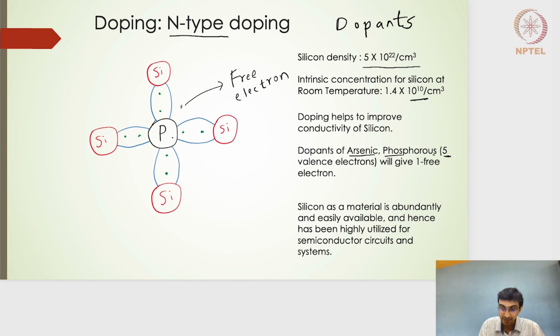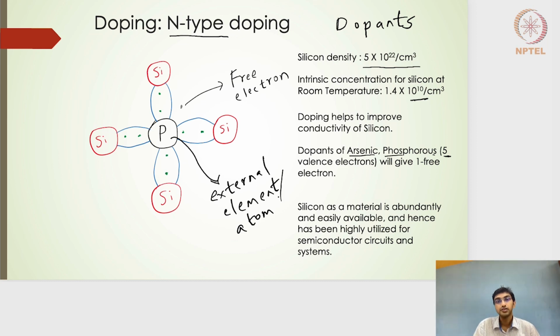P represents phosphorus, an external element, an external atom. The phosphorus is doped using particular manufacturing techniques like diffusion or implantation, so that we get the phosphorus diffused inside the silicon atom structure.